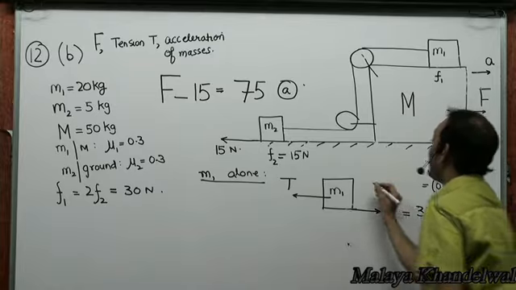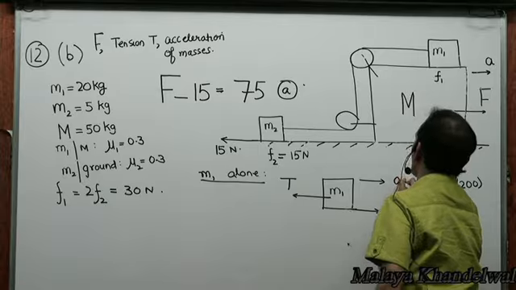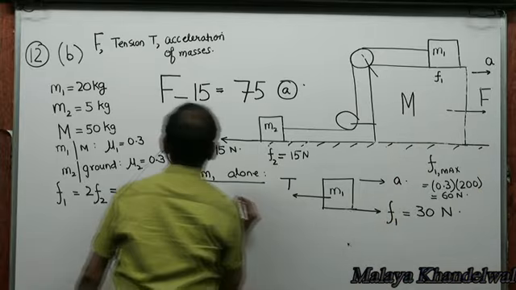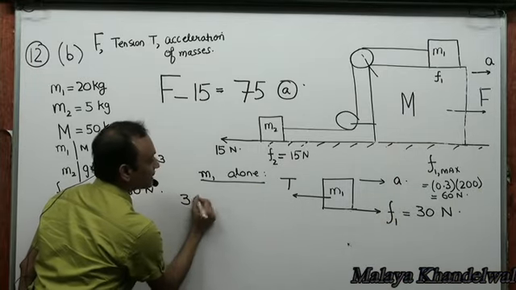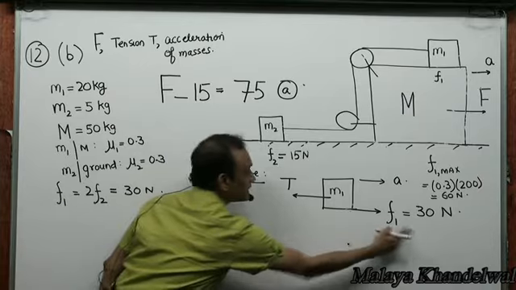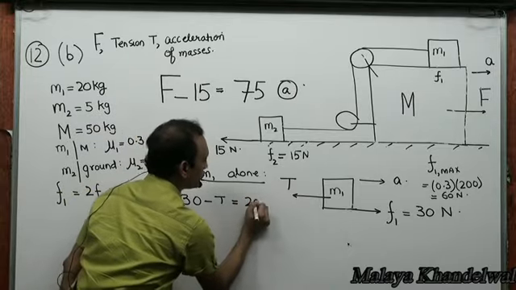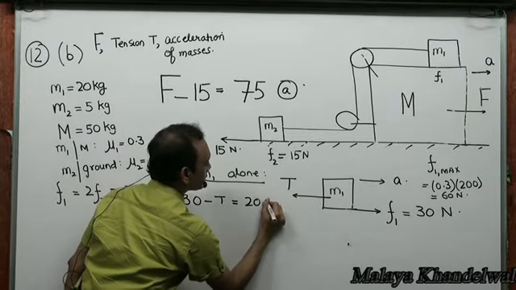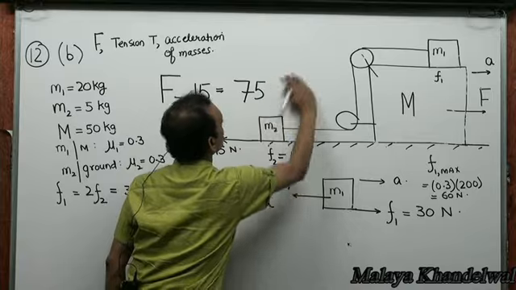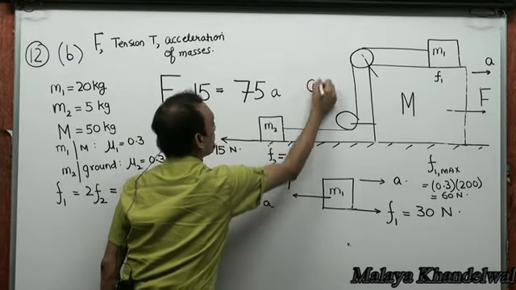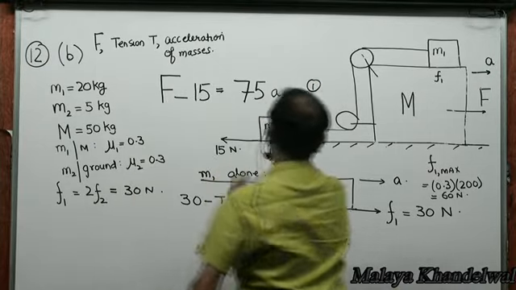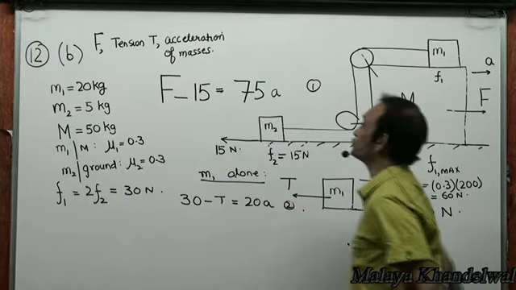So F1 equal to 30 newtons acts to the right on M1, and it has the same acceleration as the entire unit, which means 30 minus T must be M1, which is 20, into A. This was 75A, equation 1. This is 20A, equation 2. 30 minus T equals 20A. Yes or no?